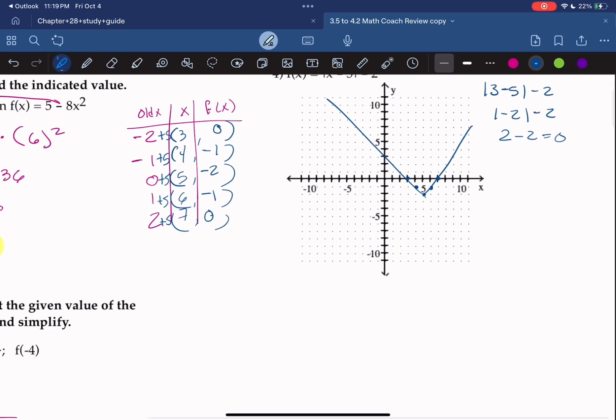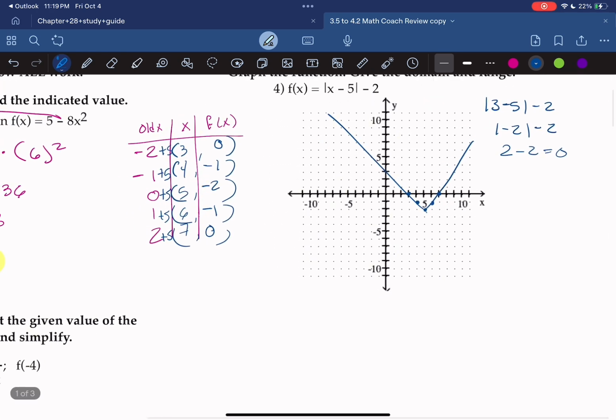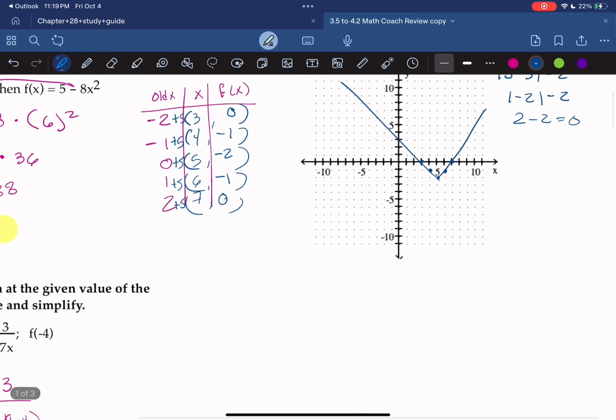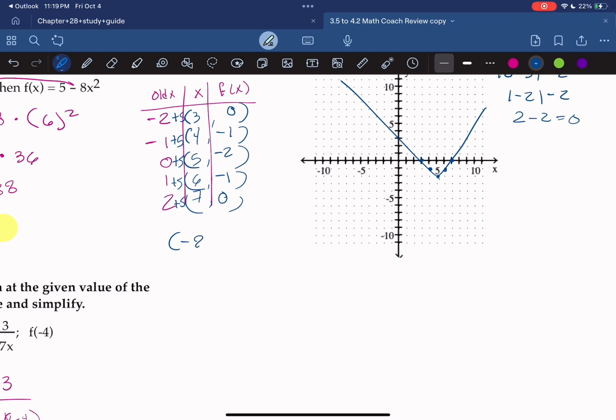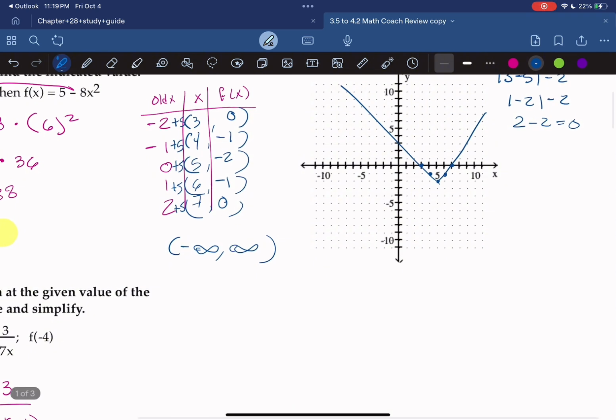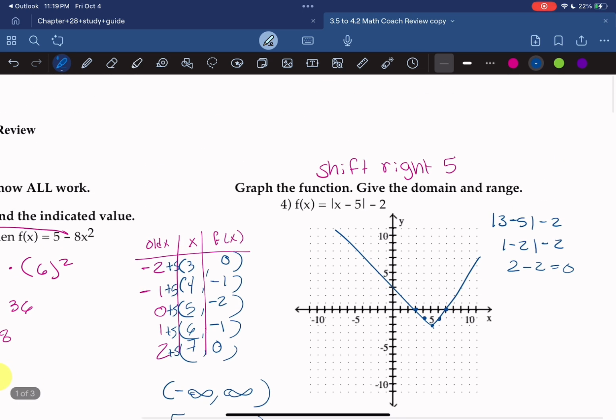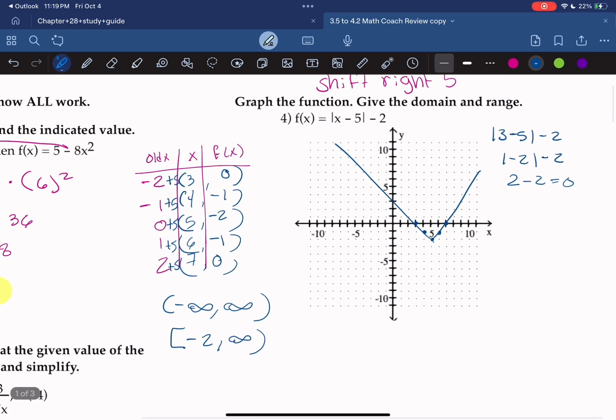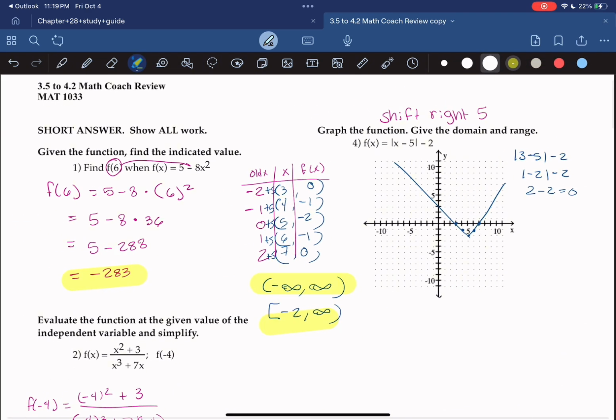Our domain is negative infinity to positive infinity, which is all real numbers because it is a function. And our range is -2 to positive infinity. So that's our graph and our answer.